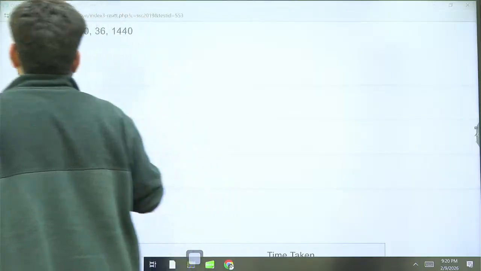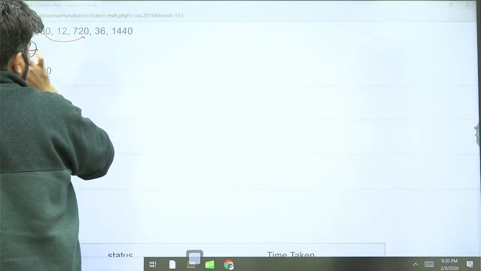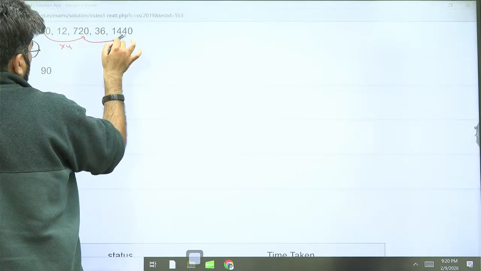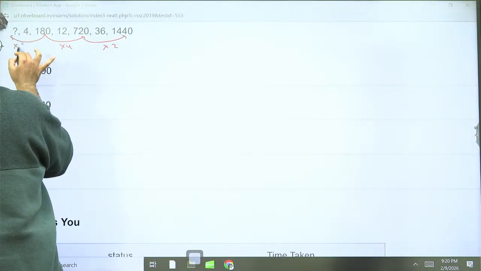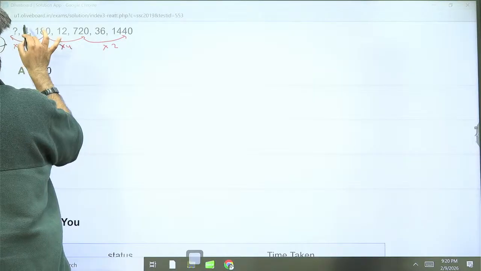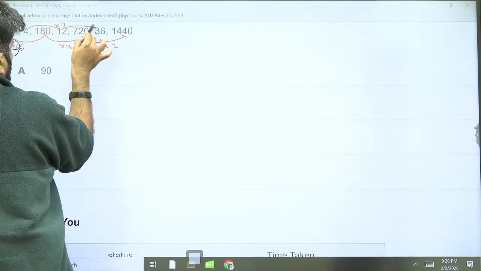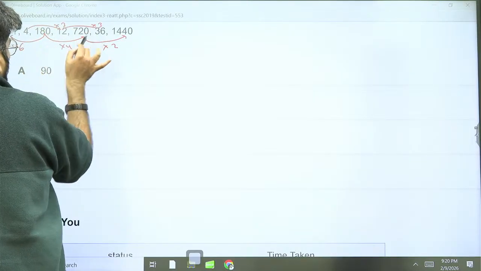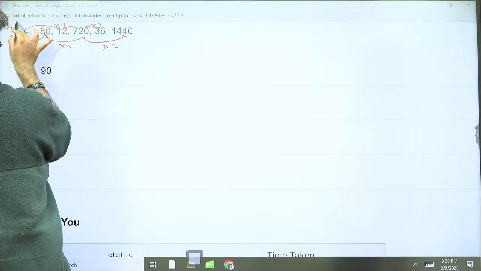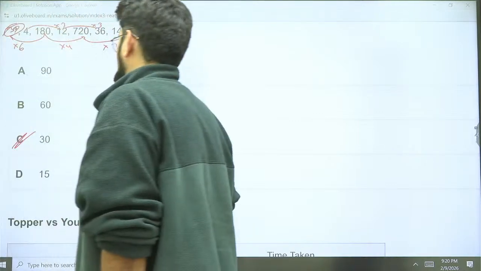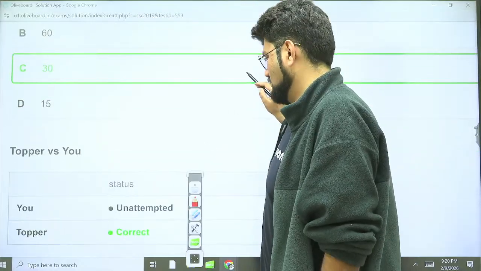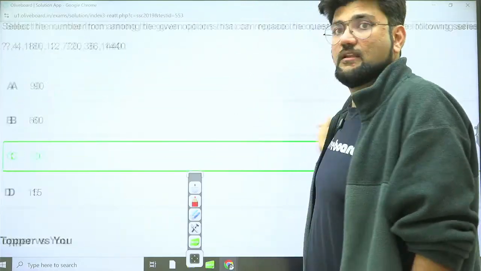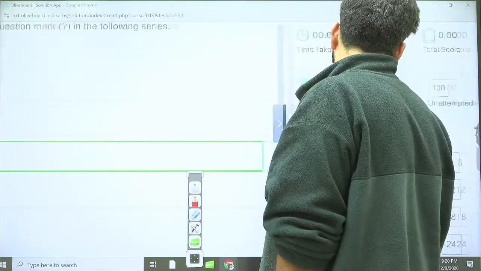Look at alternate. 180 and 720, it's into 4. 720, 1440 is into 2. So this was probably into 6. Something into 6 was 180. Similarly, this was into 3 and this is into 3 again. So this is 642. So what into 6 is 180? 30 into 6 is 180. We have option C as the correct answer. Because that did not yield an answer, we had to go with the alternate method. 46 seconds. Again, a similar thing has probably happened in the exam also.